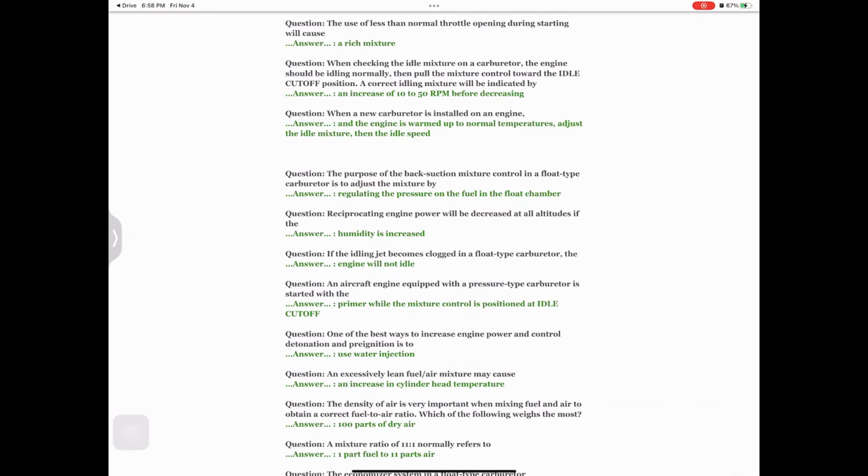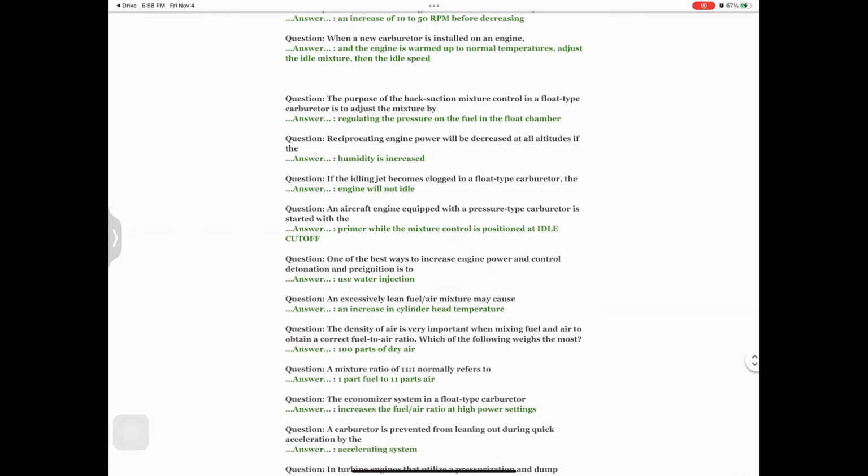Question: The density of air is very important when mixing fuel and air to obtain a correct fuel-to-air ratio. Which of the following weighs the most? Answer: 100 parts of dry air. Question: A mixture ratio of 11 to 1 normally refers to, answer, 1 part fuel to 11 parts air.